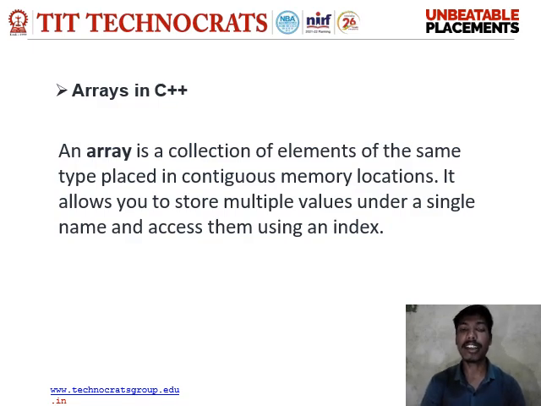So just like in the first unit I told you what is meant by variables, arrays are also variables, but they are used to store multiple values under the same variable name. In a variable you could store only one value at a time, but in arrays you could store multiple values under one name, but the values should be of the same data type.